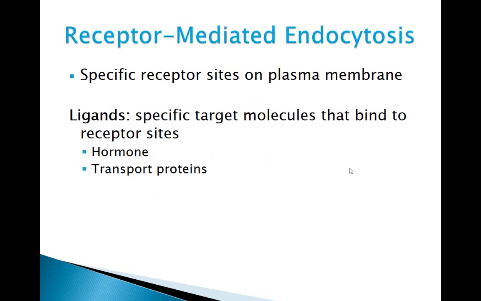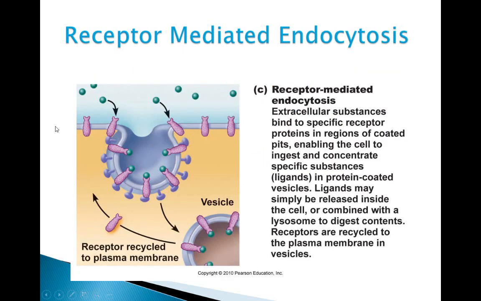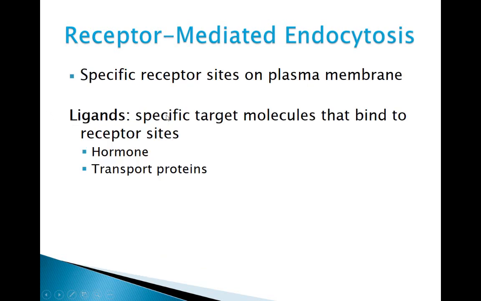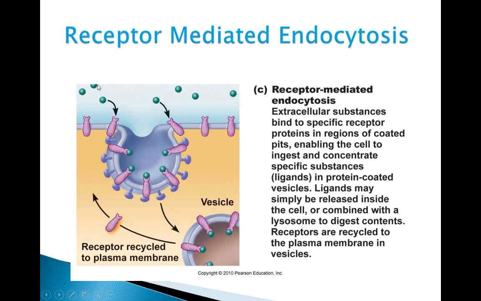I'm going to go up one slide here so you can see that. So this is the plasma membrane. And on here in purple, these are the receptor sites. And these little green structures here are what we call ligands. And ligands are specific target molecules that bind to those receptor sites. So as you can see here, these ligands in green, it's just a general word for a specific molecule. That's all ligands is.